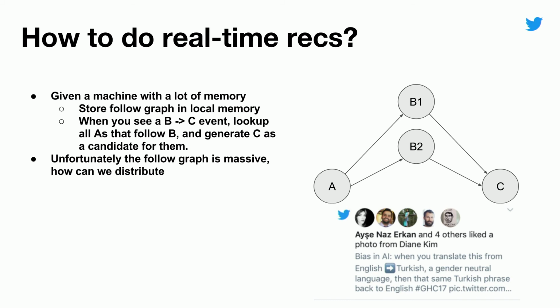So how do we do this in real time? Like, how do we generate this? One option is to assume that you have infinite memory on some machine. You can store the follow graph in local memory. Whenever you see a B2C event, you look up all the A's that follow B and generate C as a candidate recommendation. So basically you keep the transpose of the follow graph, and you listen to incoming events, fan it out to that transpose. Unfortunately, or fortunately, the follow graph is massive, so we need to distribute.